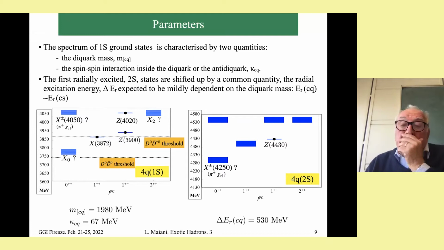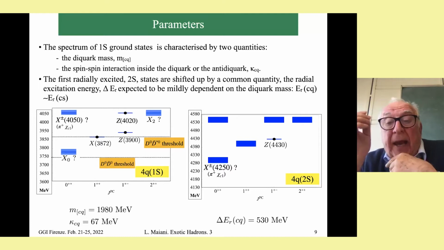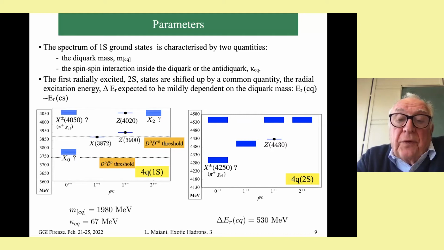And then, of course, if you assume that the same spin-spin interaction operates in the first excited orbital excitation states, then you would expect a state with spin zero around 4250 or something like that. And this is the place where there is another orbital excitation.